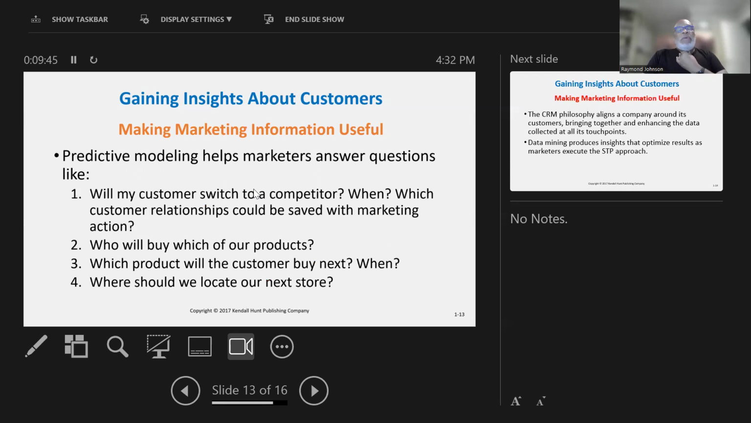And when we look at this information, those predictive models will tell me if my customer switched to a competitor. When? What should I be concerned about? Who will buy which of our products? And for my customers, which one will they buy next? And where should we locate our next store?